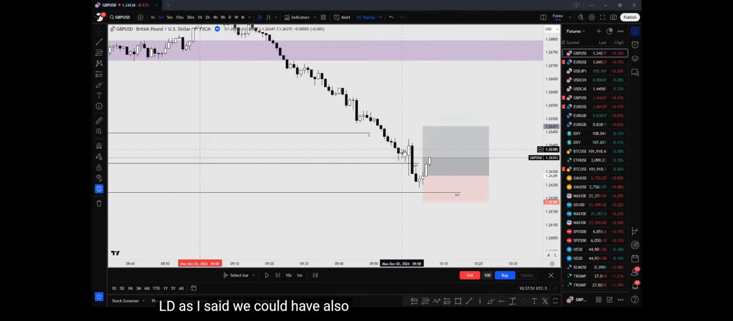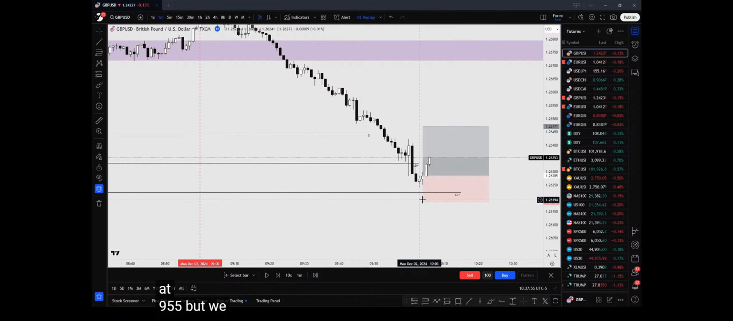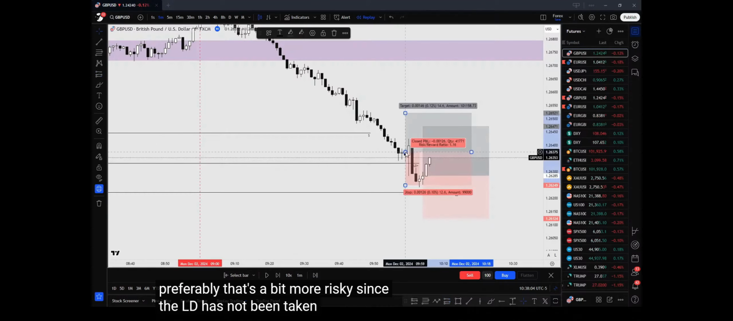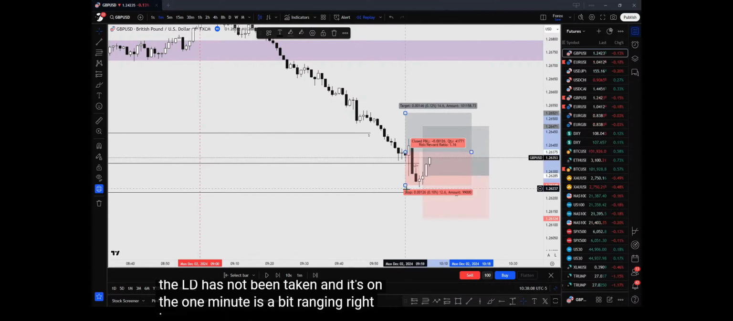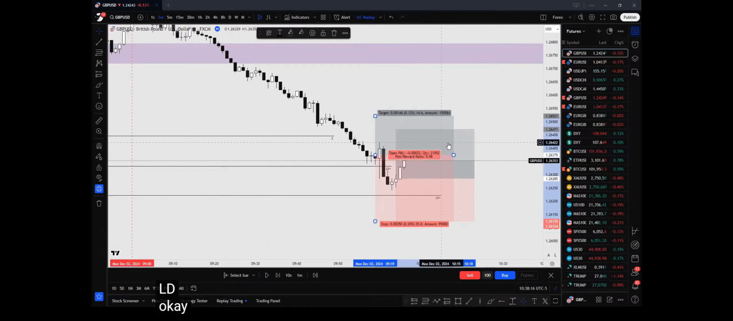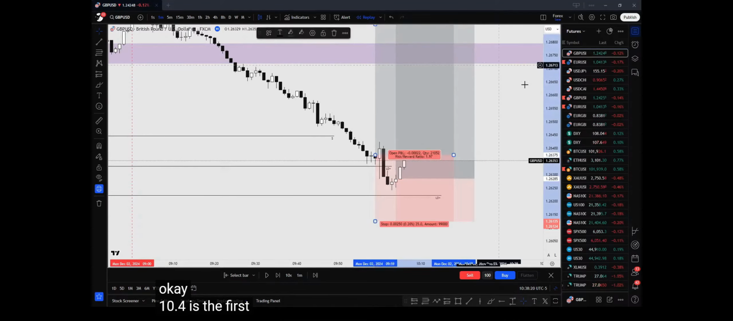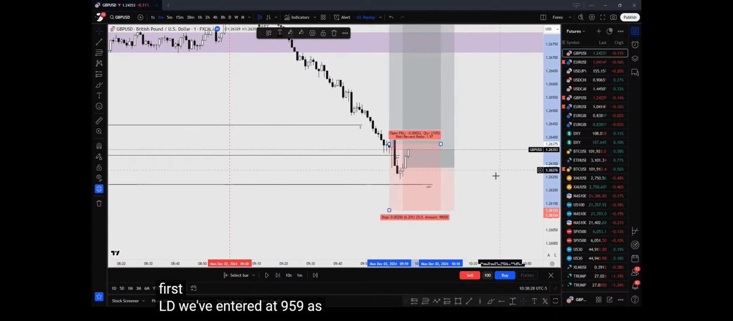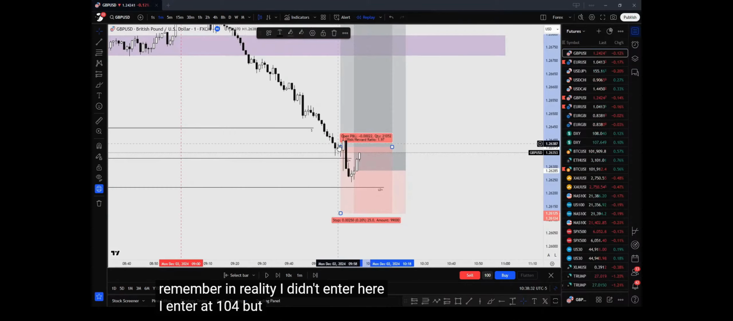As I said, we could have also entered at 9.55, but we should do a bigger stop loss, preferably. That's a bit more risky since the LD has not been taken, and the 1 minute is a bit ranging right here before the LD. Okay. 10.4 is the first 5 minutes below the first LD. We've entered at 9.59. As far as I remember, in reality, I didn't enter here. I entered at 10.4, but we'll try this too.